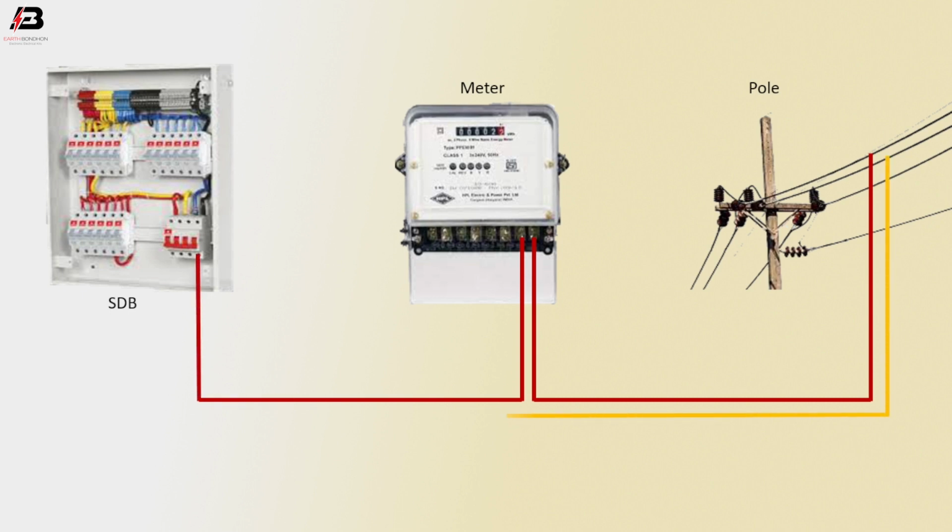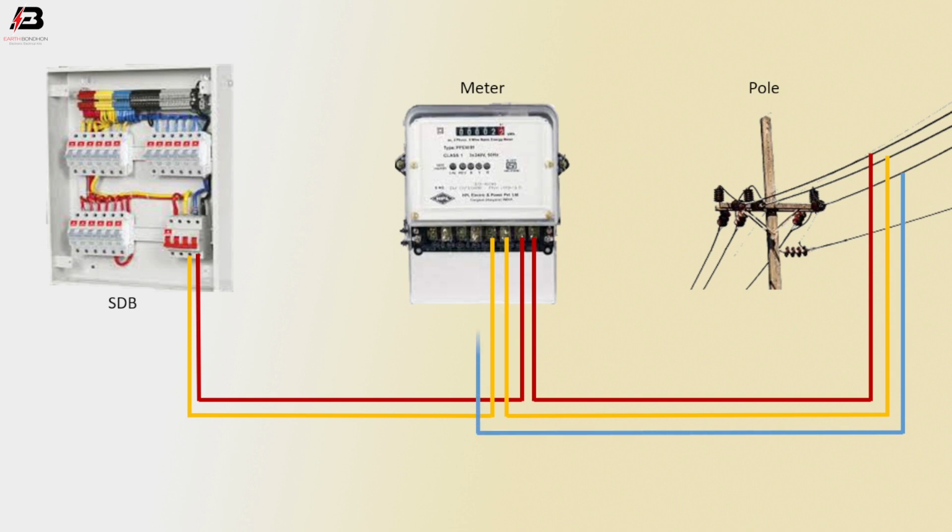Second phase connection to the energy meter. Second phase connection outgoing from the energy meter to the distribution board. Third phase connection outgoing from the grid line to connect to the energy meter. Third phase line outgoing from the energy meter to the sub distribution board.